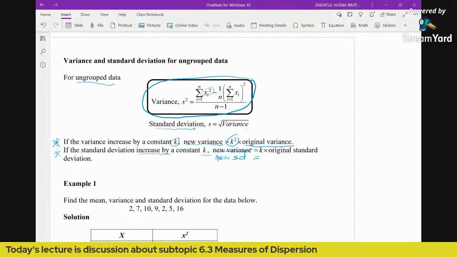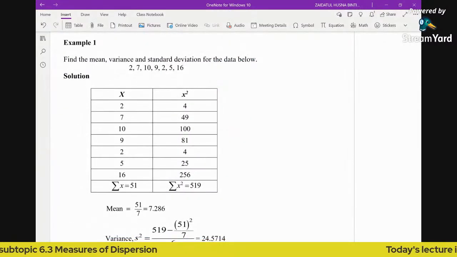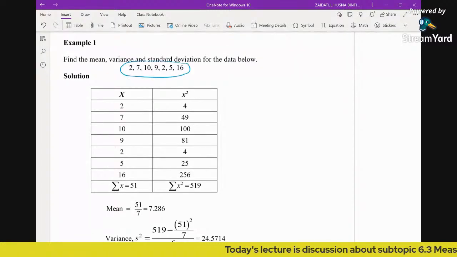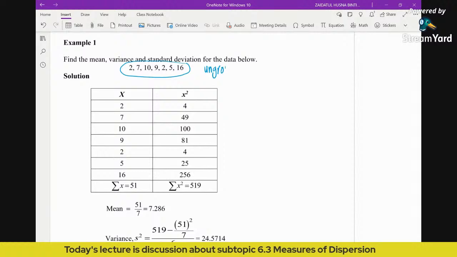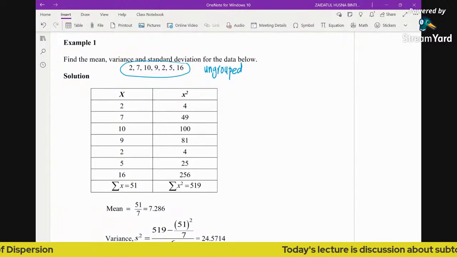Okay, so now let's see an example. We need to find the mean, variance, and standard deviation for the data. You may see here the data is ungrouped. Why ungrouped? Because we can't see any intervals here. So again, the only difference between grouped and ungrouped data is the interval. If you have an interval, then the data is grouped. If you don't have, then it is ungrouped.